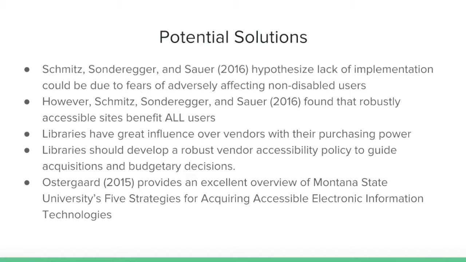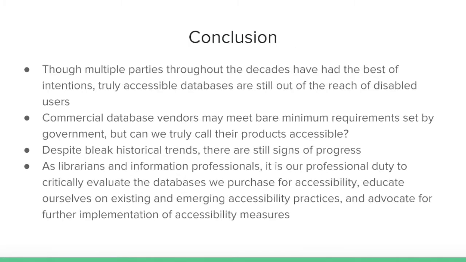Libraries have great influence over vendors with their purchasing power and should develop a robust vendor accessibility policy to guide acquisitions and budgetary decisions. Ostergaard provides an excellent overview of Montana State University's 5 strategies for acquiring accessible electronic information technologies in Accessibility from Scratch.